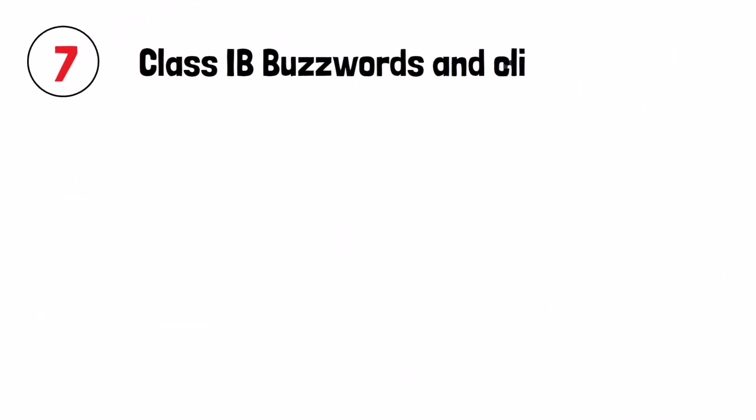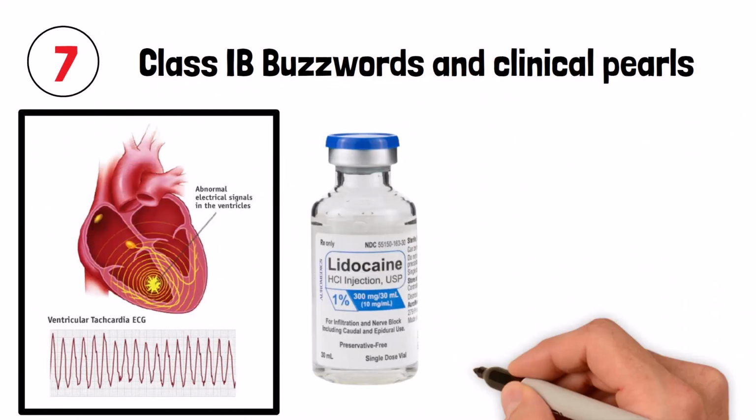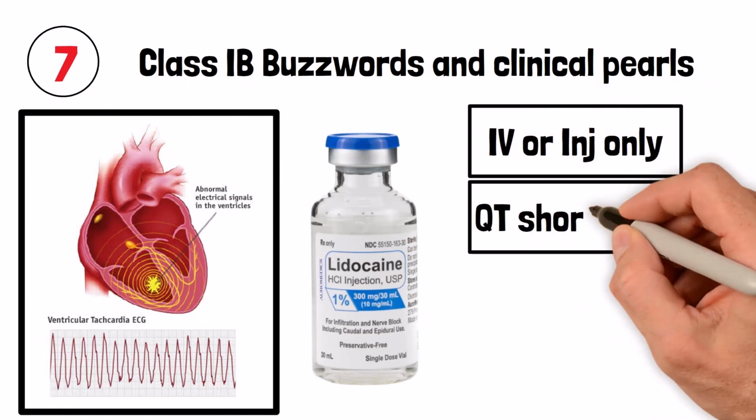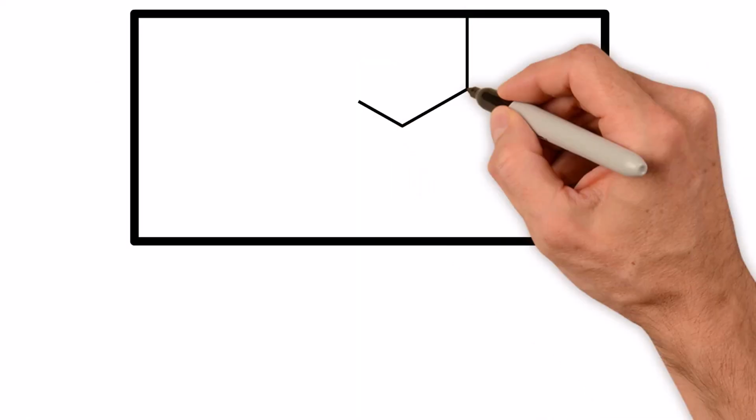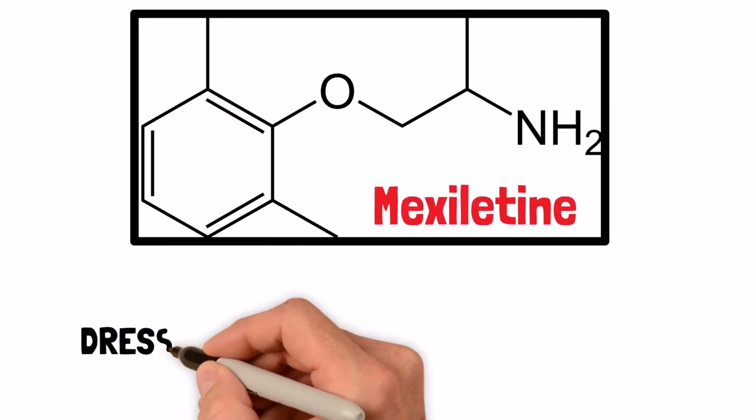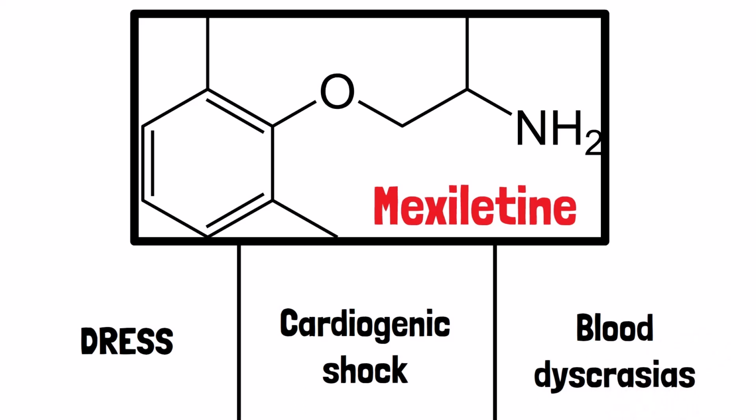Number 7. Class 1B buzzwords and clinical pearls. This class as a whole is useful for ventricular arrhythmia. Lidocaine is IV or injection only, shortens the QT, and is not for WPW or Adams-Stokes. Mexiletine has a risk for DRESS, cardiogenic shock, and blood dyscrasias.